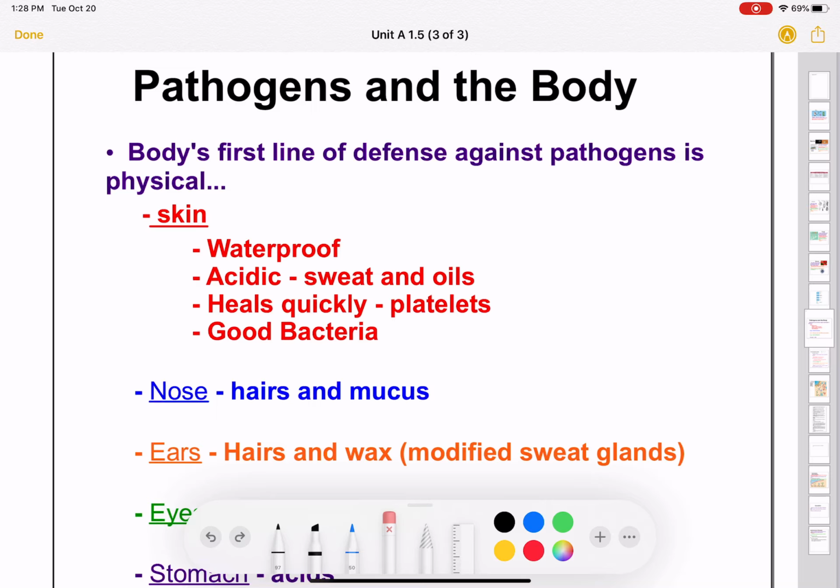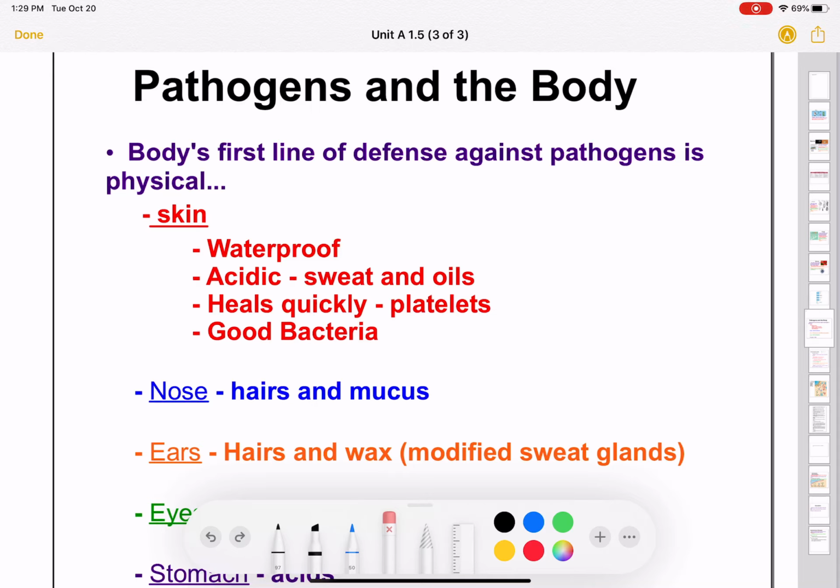So they need to get into a cut or something like that. That's when you would want to wear gloves. But as far as your skin, you can wash your skin and you will be fine. Your skin's waterproof, it's acidic, so it kills some of the things that come in contact with it, and it heals quickly. We've got platelets in our blood, and we also have good bacteria that helps to fight off these bad bacteria.